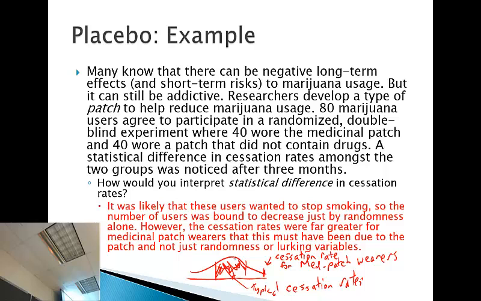And then that's just me talking, right? Everybody wants to stop smoking, and so you're going to naturally have folks who fall out. But then the cessation rates were far greater for those with the medicinal patch. That it must have been due to the patch, not just the randomness of being assigned to that group, or other factors like they were very determined, that sort of thing. Because randomness helps even things out. So if you have someone who's really determined, you probably don't have all the determined people in the same group. They're probably split up evenly. Okay.